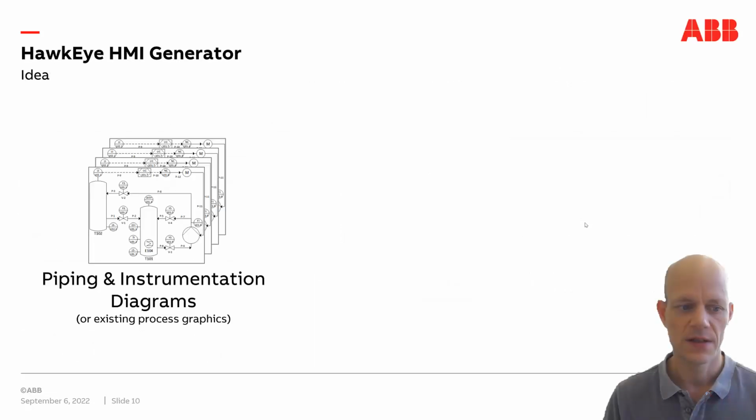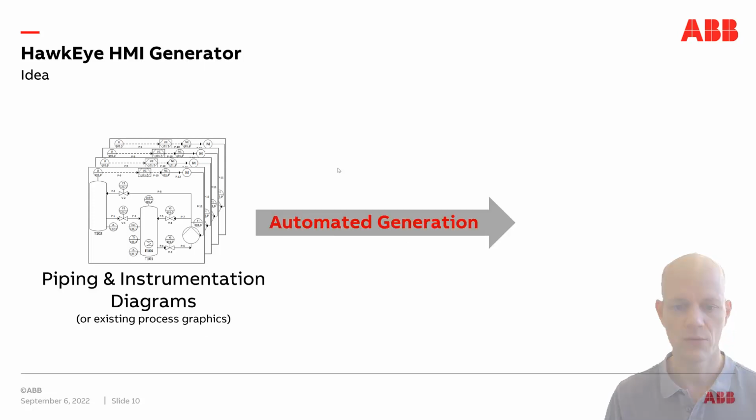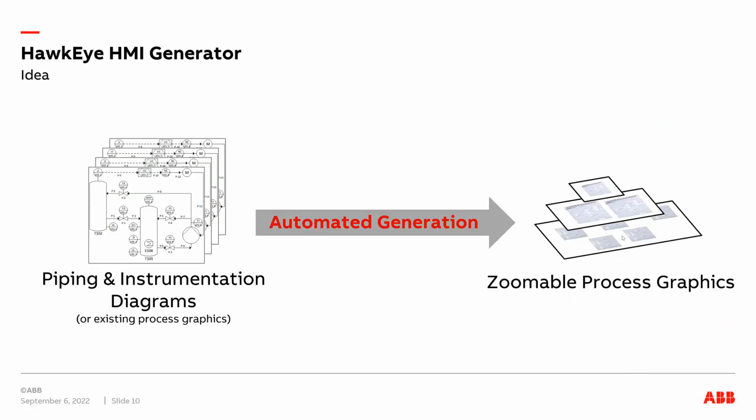Now our idea is to take this further and say, okay, we want to generate those graphics based either on piping and instrumentation diagrams or even existing process graphics, do an automatic generation step, and then come up with this zoomable process graphics on multiple different zoom levels, which the operator can move between and switch between, can pan and zoom, and then much more easily browse the topology and find root causes for any kind of alarms or issues that arise.